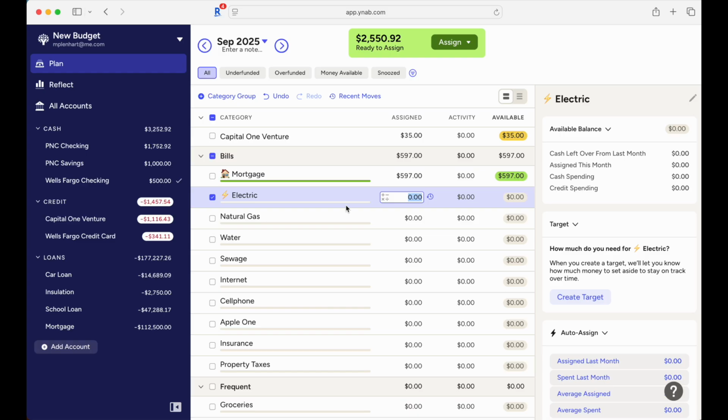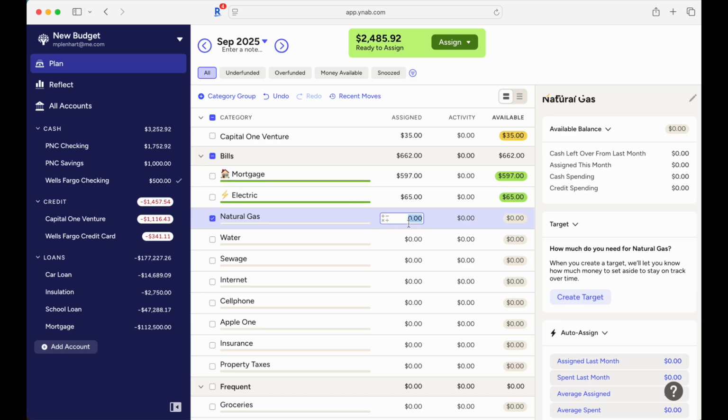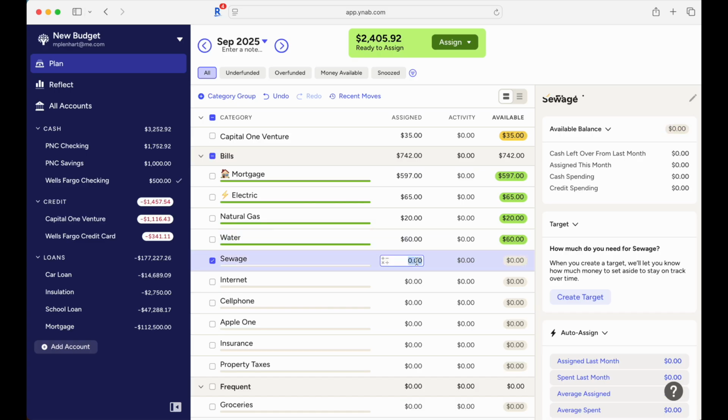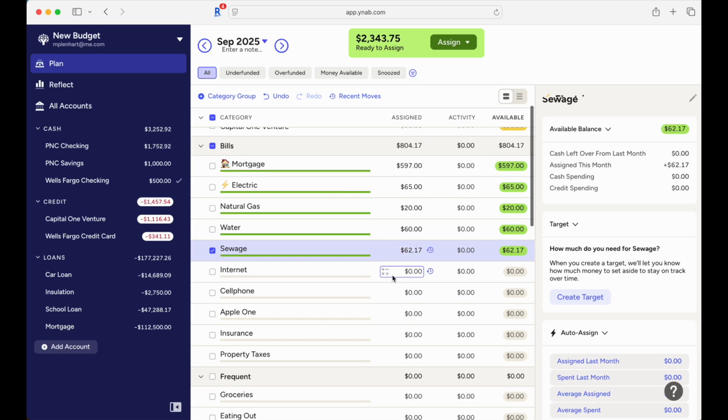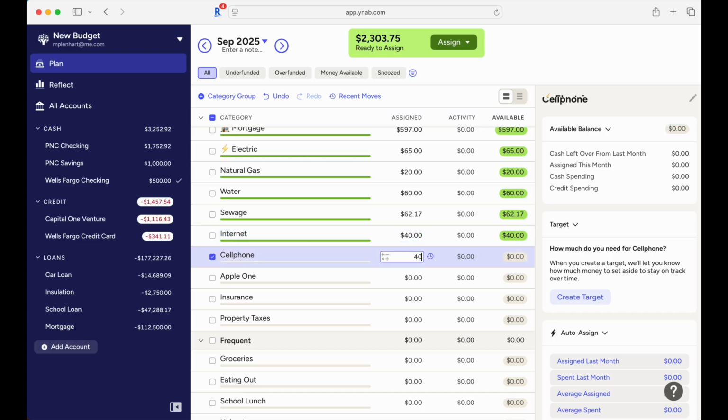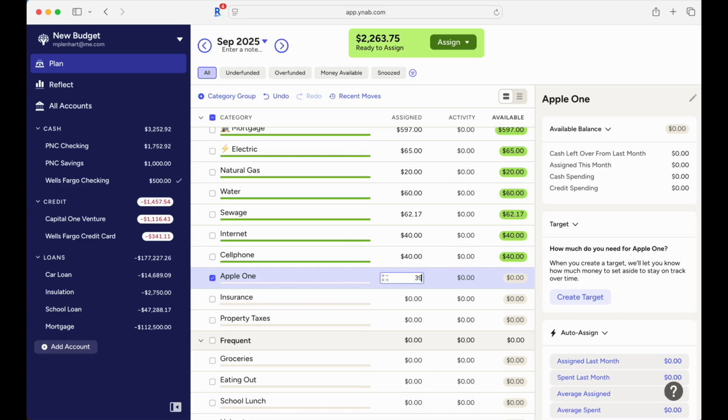So we'll just say I'm going to estimate my electricity will be $65 this month. My gas in late summer here will probably be very little, maybe $20. My water will be about $60, and my sewage is usually about the same, but I usually know the exact amount. So let's just say it's $62.17 for that one. Internet I know is $40. Cell phone is also $40. We actually pay this yearly, so I would be adding money throughout the year and then making a lump sum payment for that one. Apple One, I think, is $39.